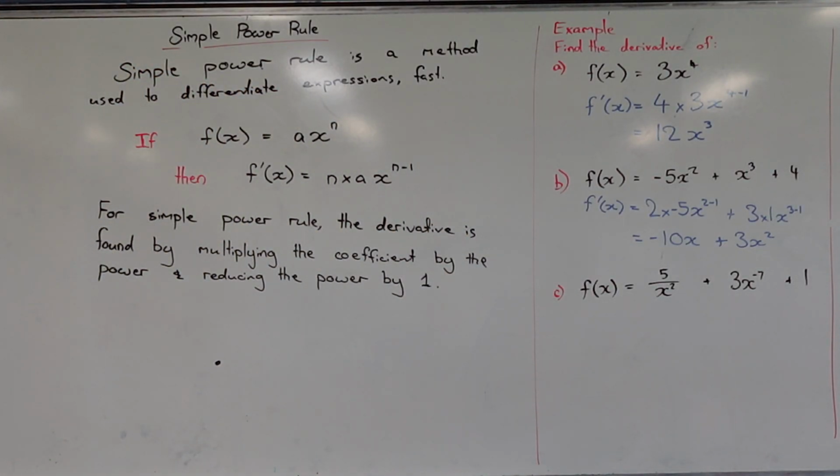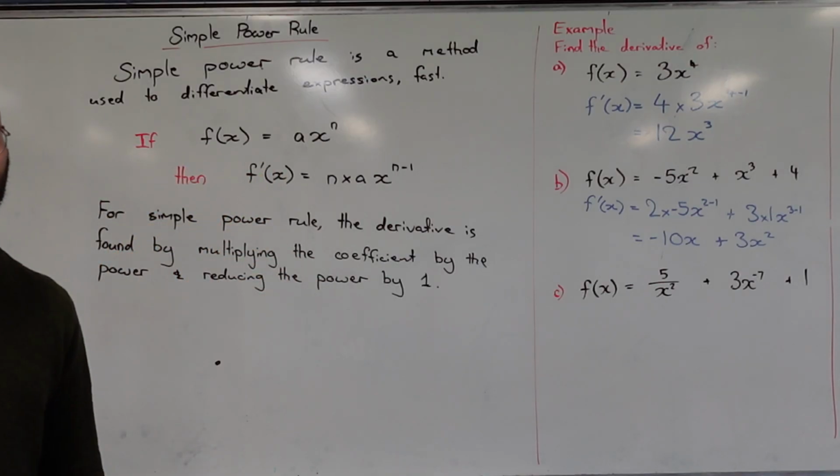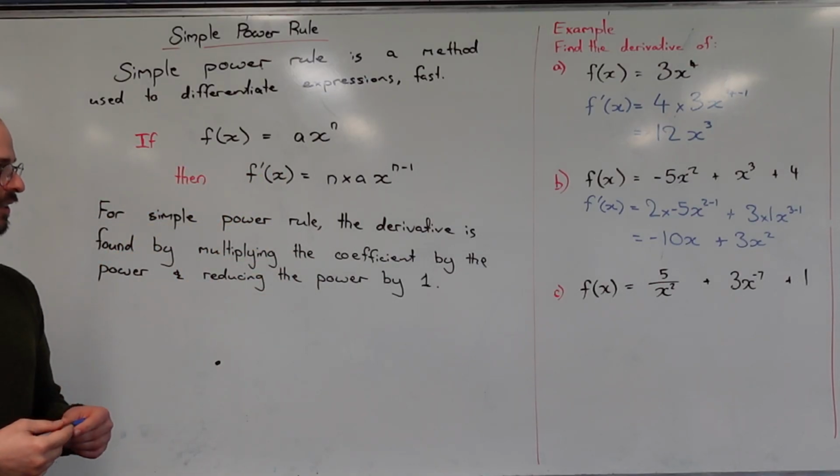Okay, next one. f of x equals 5 over x squared plus 3x to the 7 plus 1. Now, the variables are written in different ways. You don't have to worry about getting this written down now. I promise it won't go away. None of this will go away. You can just watch if you like, you're at the cinemas.